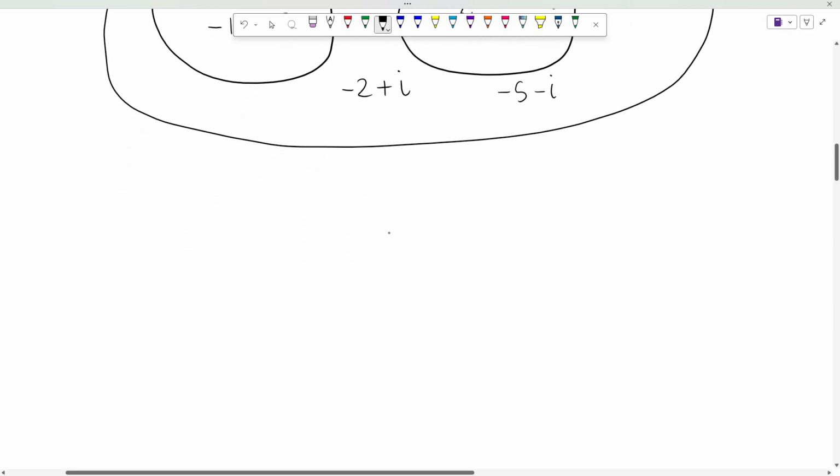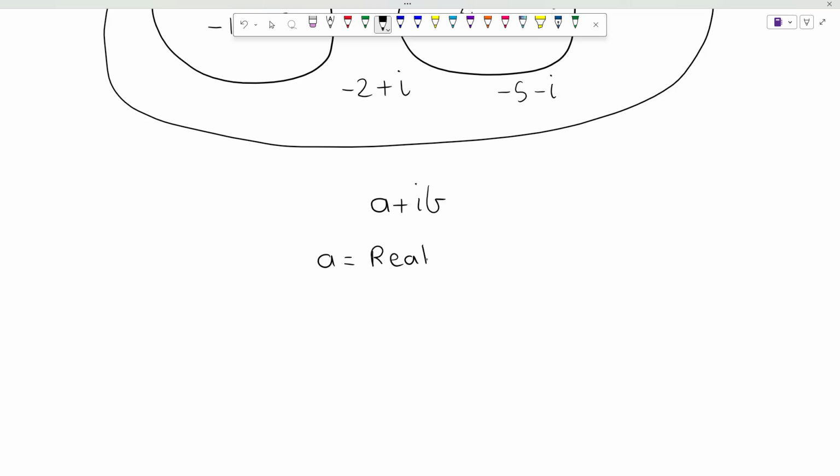So we are studying another kind of number, which is the complex number, which can be represented as a plus iota times b, where a will be called the real part and b will be called the imaginary part.